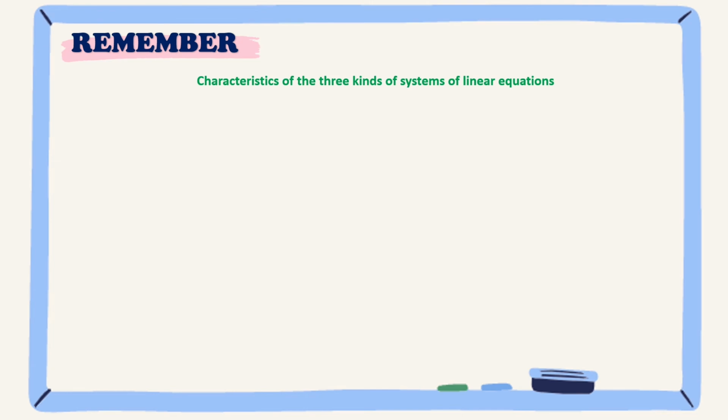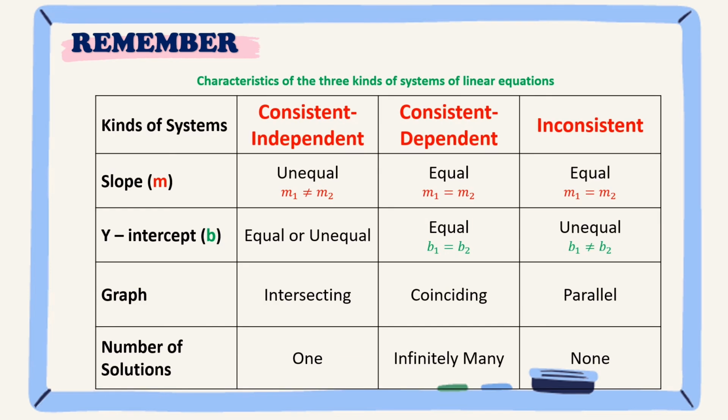The table below summarizes the characteristics of the three kinds of systems of linear equations. Remember that a consistent and independent system has unequal slopes and either equal or unequal y-intercepts. The graph has intersecting lines with only one solution. For the consistent and dependent system, the slopes are equal and the y-intercepts are also equal. The graph has coinciding lines, which means that there are infinitely many solutions.